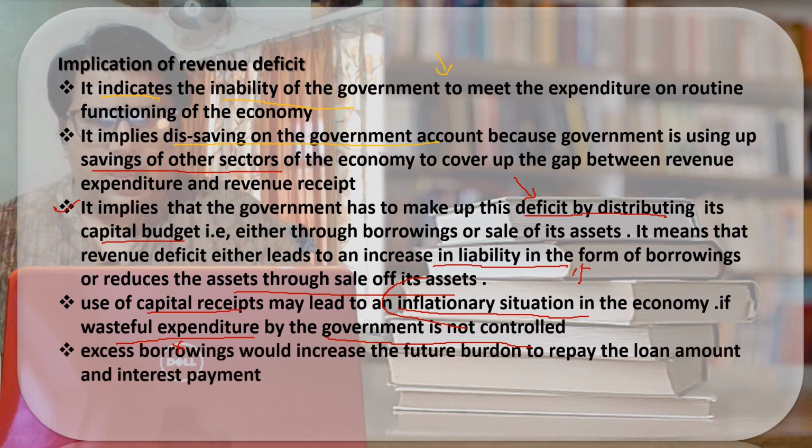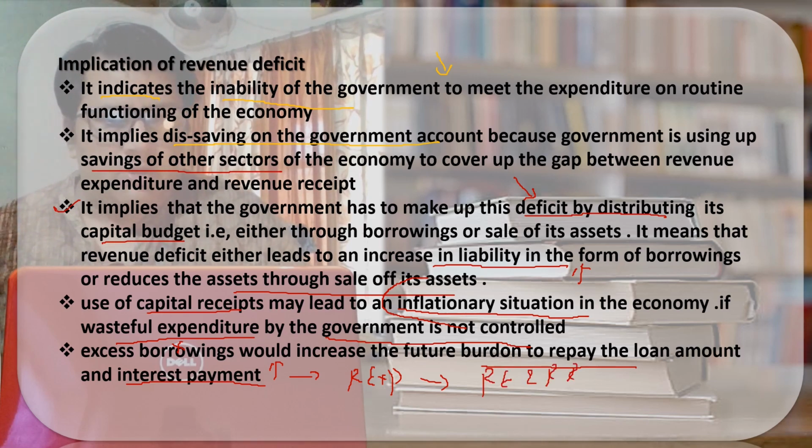The next is excess borrowing. What will excess borrowing do? It increases the burden of repayment of loans, and it finally increases the interest payment. With excessive borrowing, the interest will increase, yes or no? And with the increase in interest, the revenue expenditure will also increase, which widens the gap between the revenue expenditure and revenue receipt further. So we have seen the important implications of the revenue deficit.